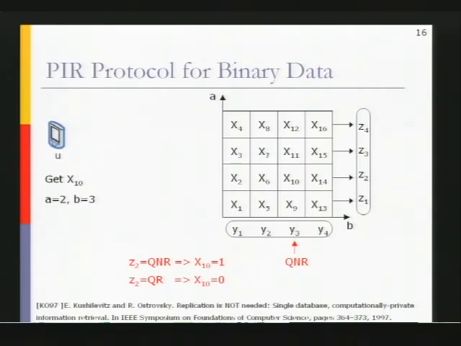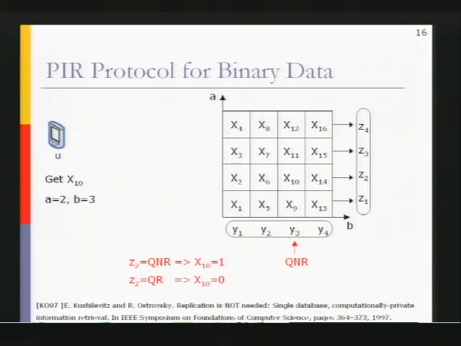So the intuition is the following. The only way I could have obtained a QNR is if Y3 is included in the product, right? We have seen earlier that if I multiply two QRs, I only get a QR. So the only way for this Z to be a QNR is if Y3 was included in the product. And Y3 is included in the product for the corresponding row only if X10 was 1, right? Questions?